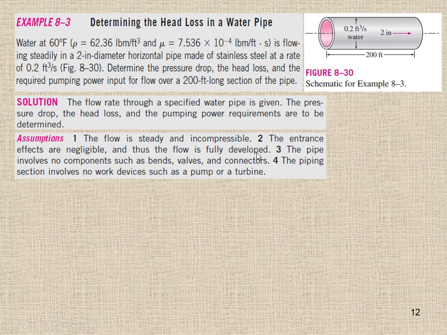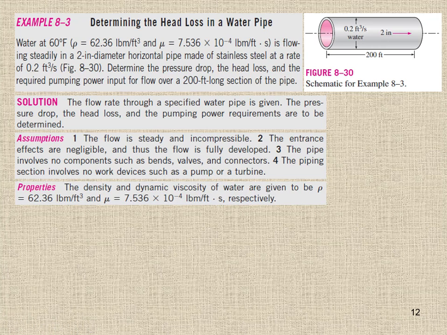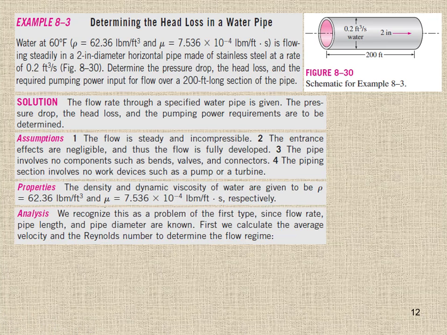Once the flow is fully developed, either it will be laminar or turbulent. The pipe involves no components such as bends or valves, so there is no component which drops the pressure other than the surface roughness. One more thing you must keep in mind: the pressure drop in the pipe is called the major pressure losses, and the pressure drop due to components like bends, valves and connectors is called minor losses. The piping section involves no work device such as a pump or turbine. So these are the assumptions we have made, and these are the properties of the fluid we have noted.